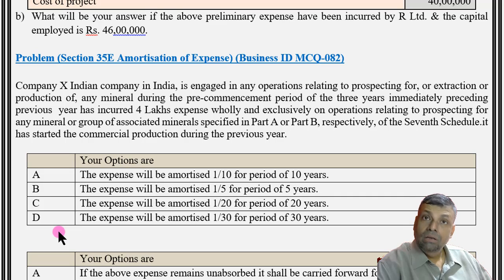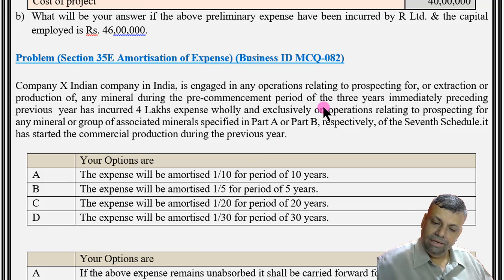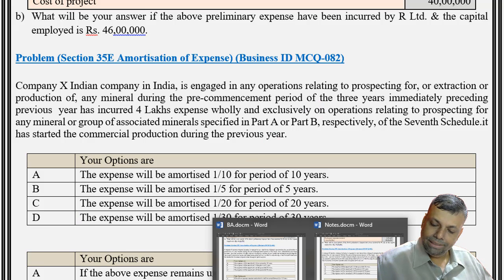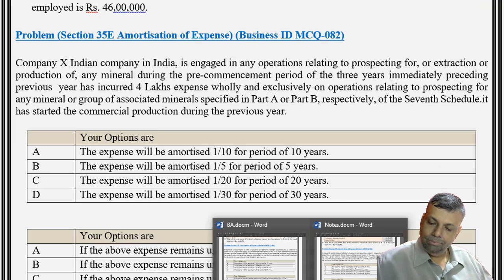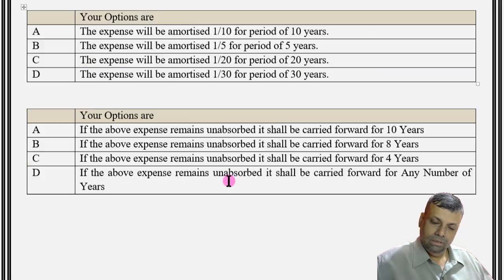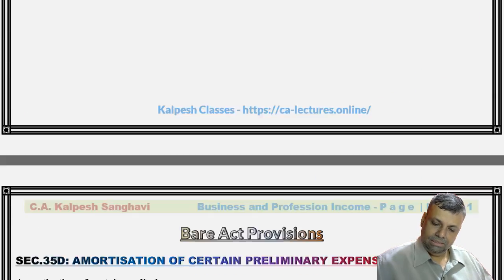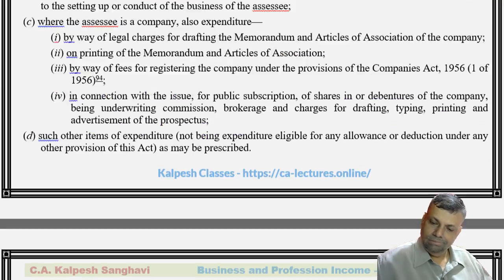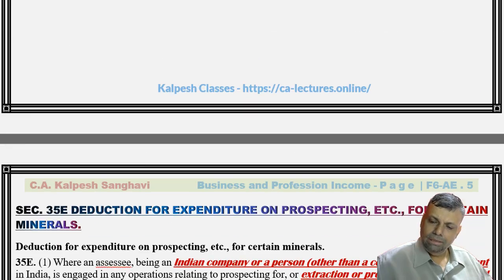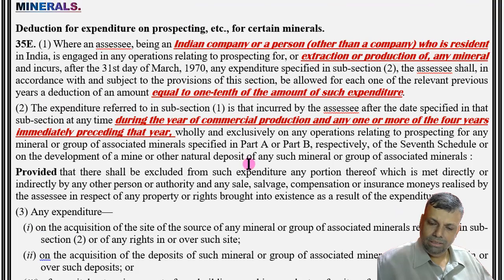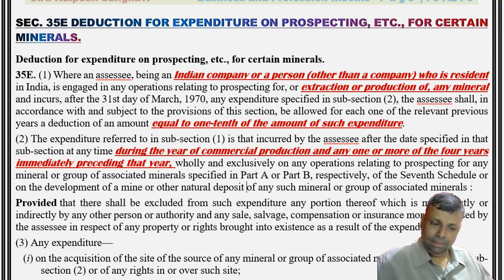So friends, now let us approach this particular MCQ. This particular Indian company is engaged in the operation relating to prospecting and all that. Let us check the basic points in that particular provision. Okay, now let us check it out. That way it is very simple. Section 35E only, I think, from the MCQ point of view can be important, so let me bring some of the provisions to your notice.